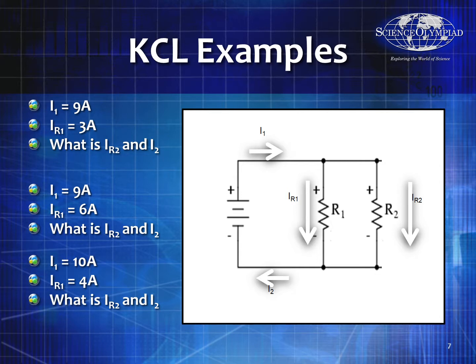The second one, I1 is equal to 9 amps. IR1 is equal to 6 amps. So IR2 is now 3 amps and I2 is still 9 amps. And then the last one, I1 is equal to 10 amps, IR1 is equal to 4 amps. IR2 then would have to be 6 amps, and I2 would again be 10 amps.